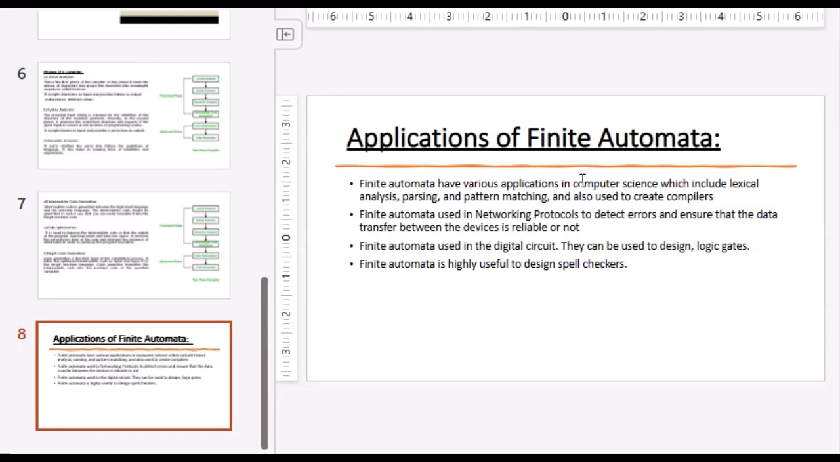Finite automata is used in networking protocols to detect errors and ensure that the data transfer between the devices is reliable or not. Finite automata are used in digital circuits. They can be used to design the logic gates. Finite automata is also highly useful to design spell checkers.